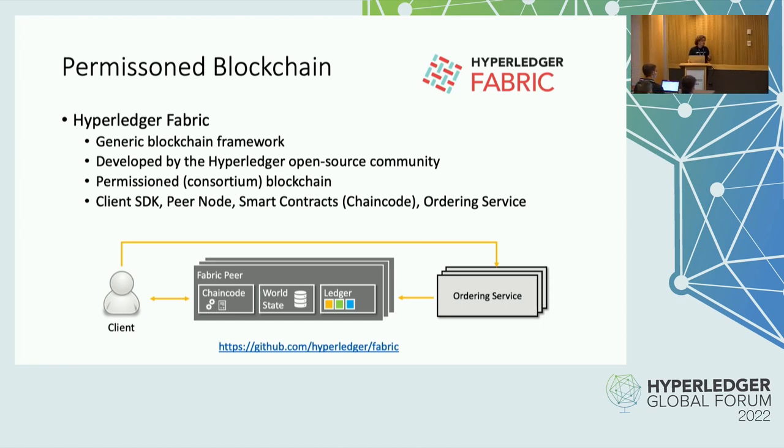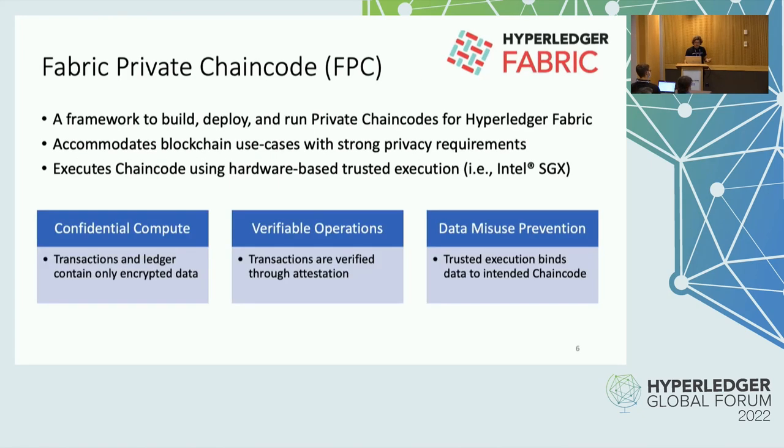In order to overcome these issues, we have introduced Fabric Private Chaincode, which is a framework to build, deploy, and run private chaincodes on top of Hyperledger Fabric, which is exactly built in order to tackle those use cases where privacy is an issue. And we tackle that problem by leveraging trusted execution technology, or confidential computing as it's called nowadays, like Intel SGX.